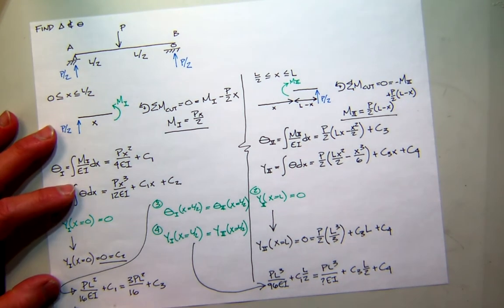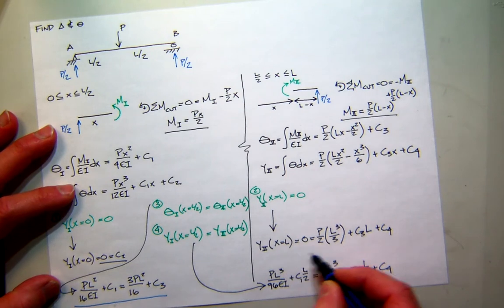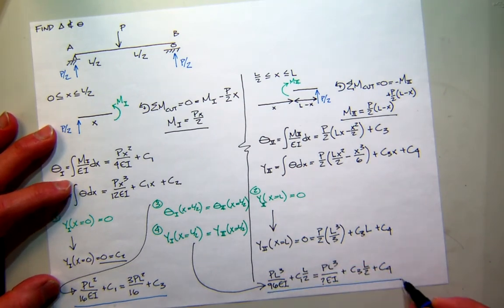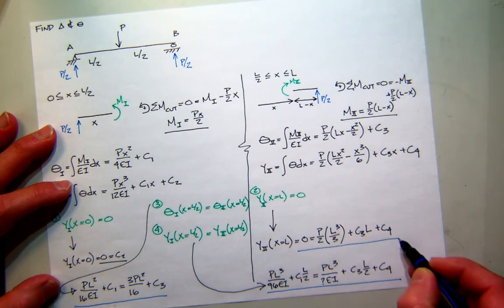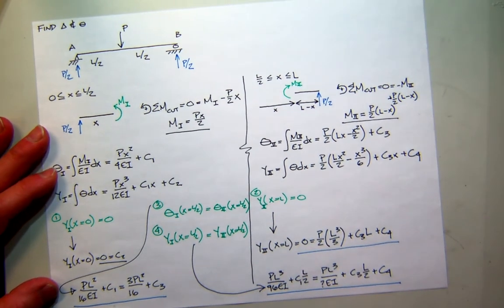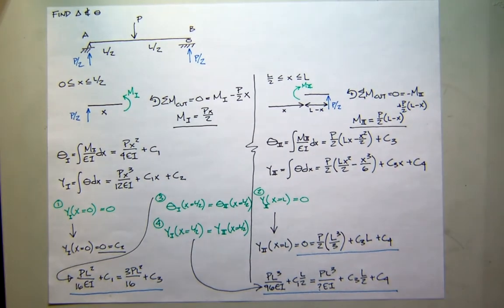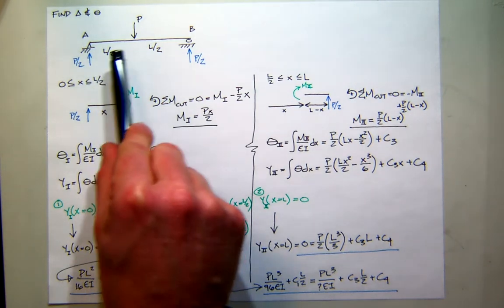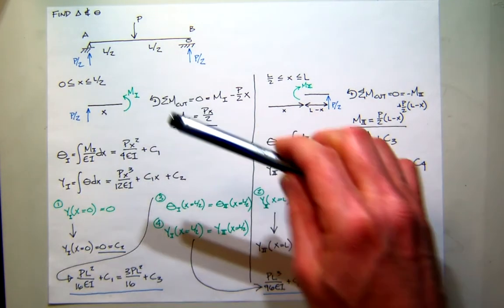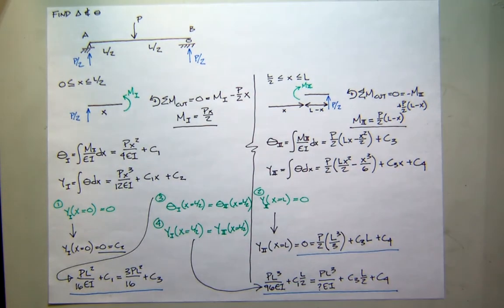So now I got 3 equations. I got this equation, I got this equation, and I got this equation. 3 equations and 3 unknowns. C1, C3, C4. Solve it. 42. Yeah, 42. So you can see that a surprisingly simple problem can be very complicated.